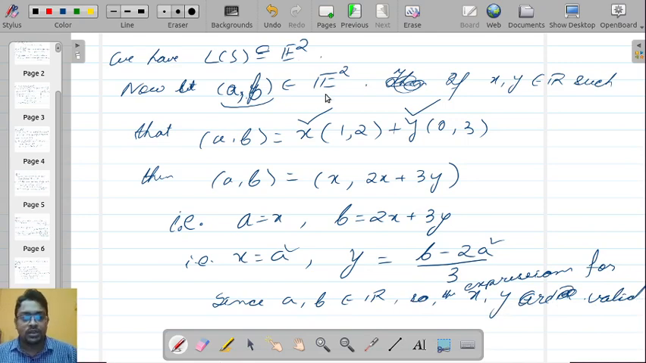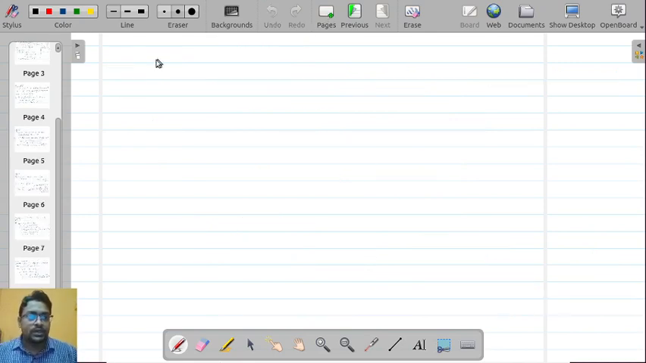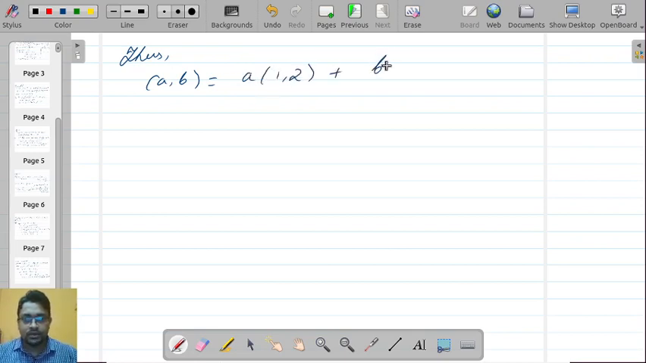Thus any element (a, b) inside E2 can be written as a into (1, 2) plus y, which is (b minus 2a) by 3, into (0, 3). If you compute, a into (1, 2) is (a, 2a), and this will be (0, b minus 2a).